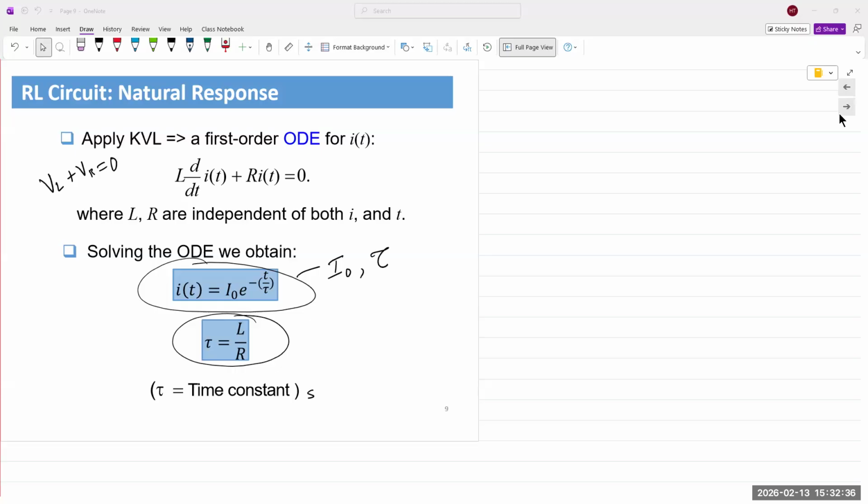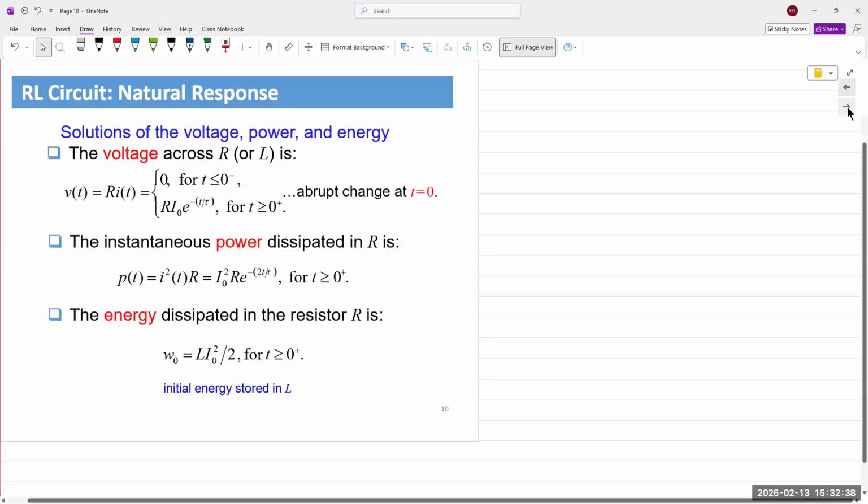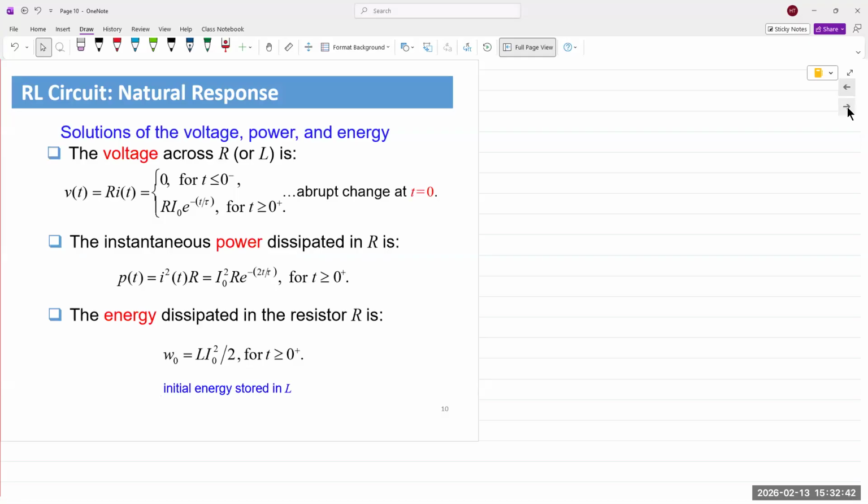Okay, let's look at expressions for voltage. Voltage for the inductor and the resistor are the same because they're in parallel. V equals IR. Once you have the equation for I, plug it in, multiply it with R, and you obtain an expression for the voltage. Power is still the same, product of voltage and current: V square over R, or I square times R.